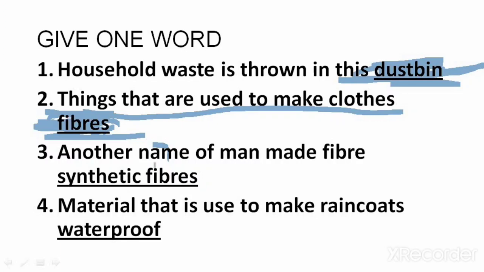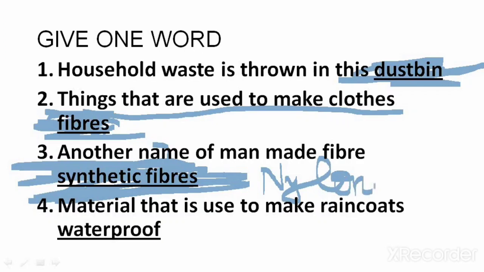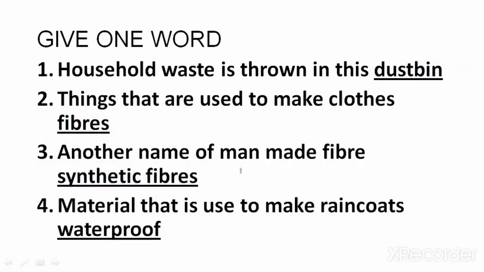Third, another name of man-made fibre. We had discussed it just before. What is another name of man-made fibre? It is also known as synthetic fibres. Which are the two man-made fibres? Nylon and polyester. There are only two. Another name of man-made fibre is synthetic fibres. Which are the synthetic fibres? Nylon and polyester.